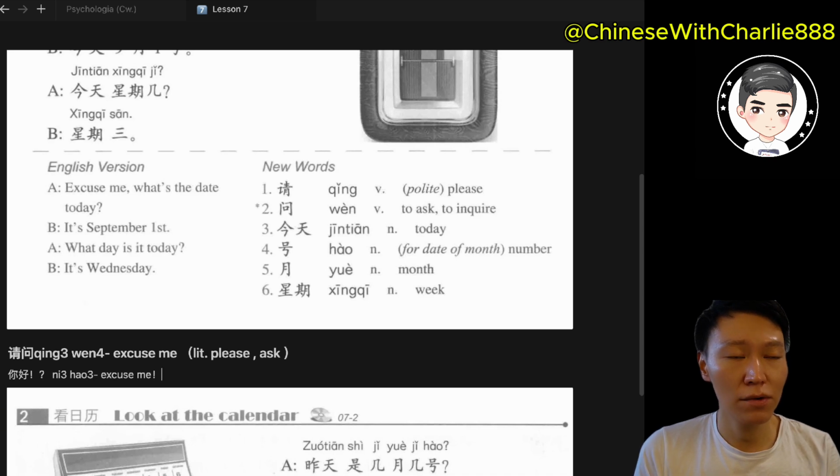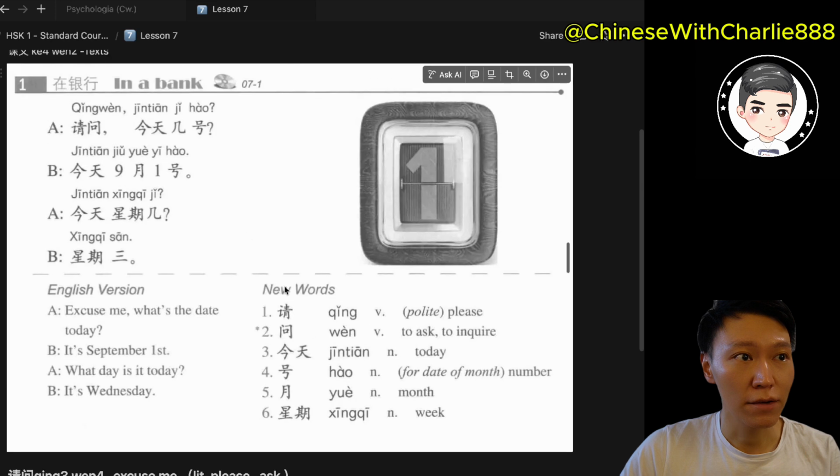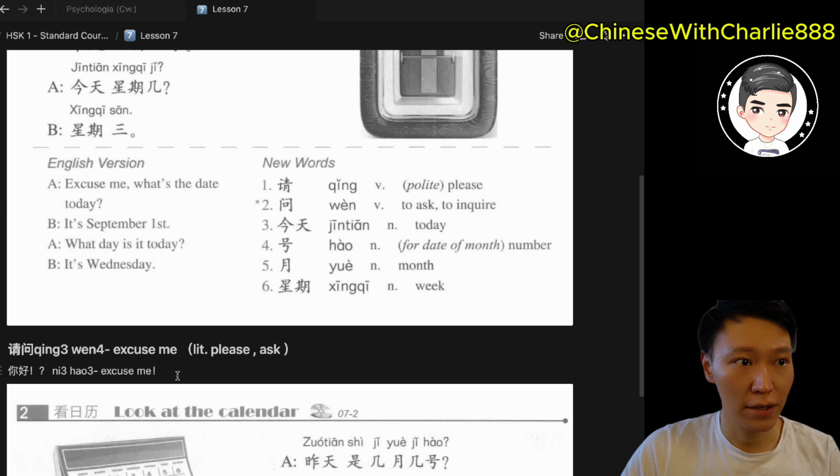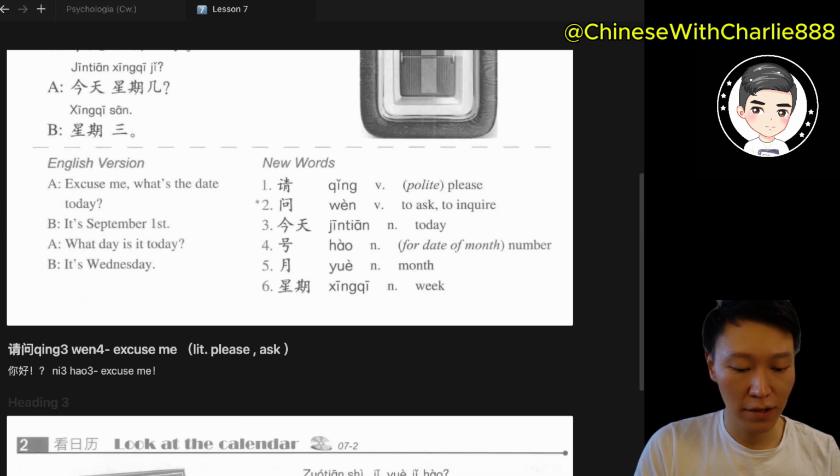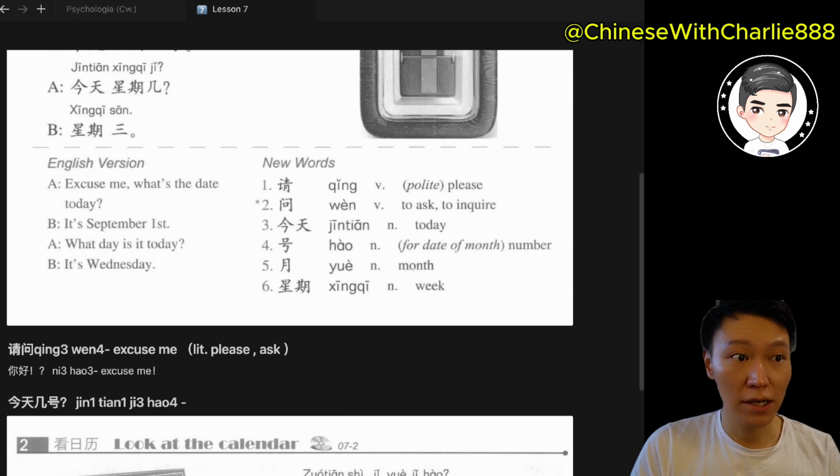So next time when you want to ask about something, or you just want to arouse people's attention, you can say 请问, or 你好, and then you just say what you want to ask. So here, A says 请问今天几号? Here we have an expression to ask about the date. 今天几号? What's the date today?